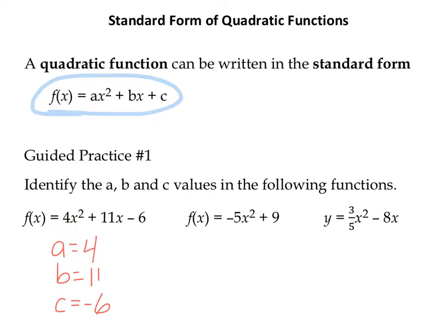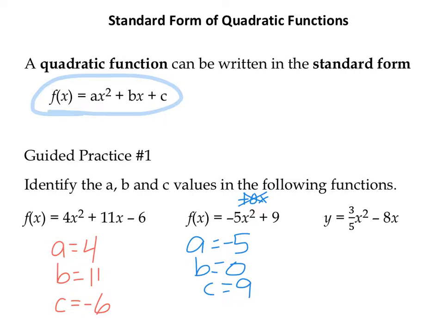So when we look at the second example, we have f of x equals negative 5x squared plus 9. Our a value is negative 5. Our b value is 0, and our c value is 9. This would be like in the middle here if we had plus 0x. 0x is just 0. We don't have to write it in our equation. But the b value is 0. Don't just take the first number, second number, third number. You have to make sure it's in that standard form.